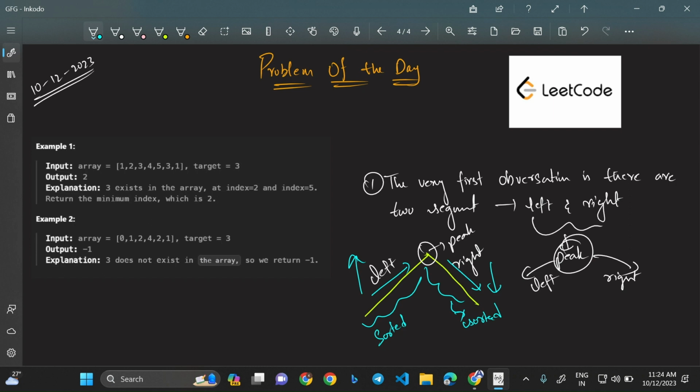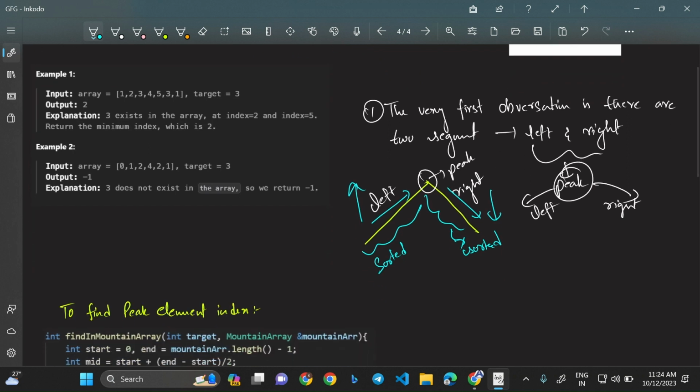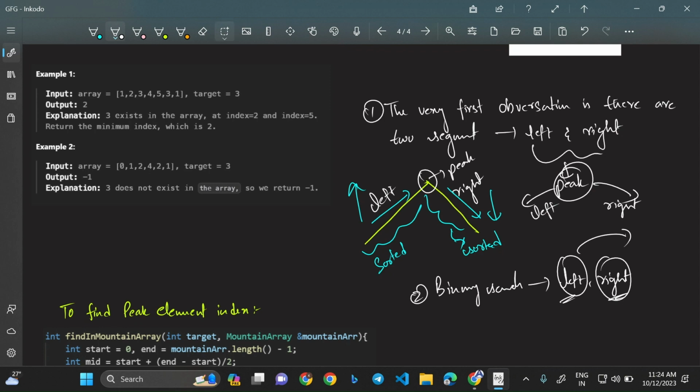So if it is sorted, what is the primary algorithm that I must use? Binary search. All right. So binary search on left, on right. Binary search on left segment and binary search on right segment. If I find an element in the left and also in the right, I'll be returning the left, because I want the minimum of them, and left would of course be the minimum. So I'll be returning this.